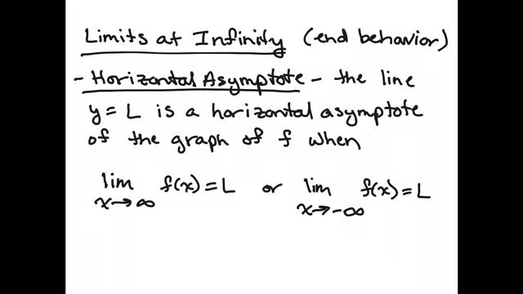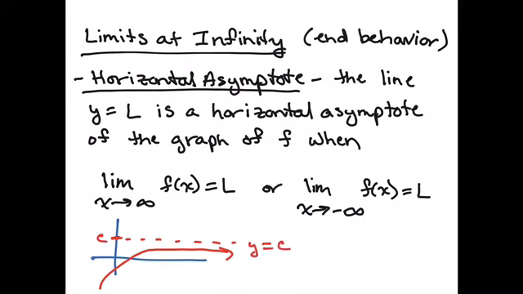Vertical asymptotes are x equals something. Horizontal asymptotes are y equals something. Right? So if I pick some value of y and my curve is approaching it, that's a horizontal line. Y equals a number. Vertical lines are x equals something.